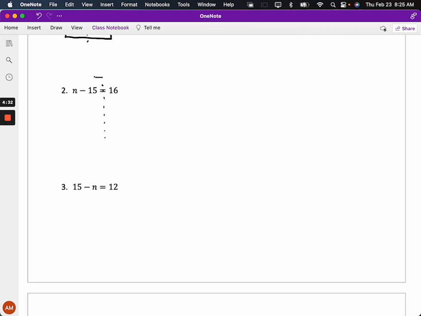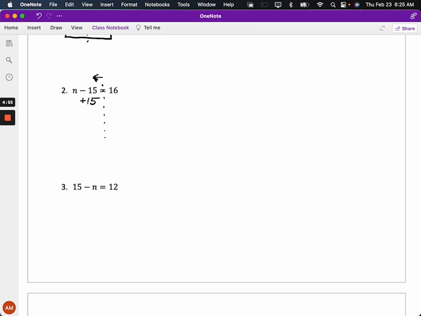I'm going to start on the side with the variable, so in this case that is the left side of the equation. Now I'm going to use inverse operations to isolate the variable. So what's happening here? It's n minus 15. I want to get rid of this minus 15, so the inverse of subtracting 15 is adding 15.